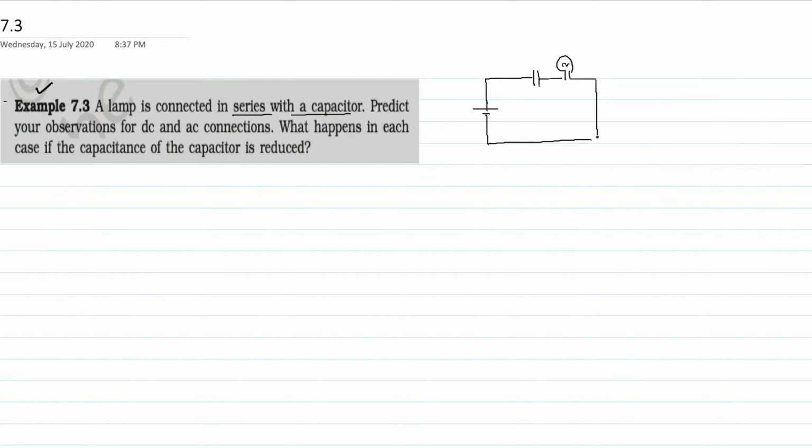capacitor like this. So this is a capacitor and this is a lamp L. And what happens in each case to the DC and AC connections. So in case of AC combination, when the input is in the form of alternating voltage, this is the same capacitor and this is the same bulb connected across it.